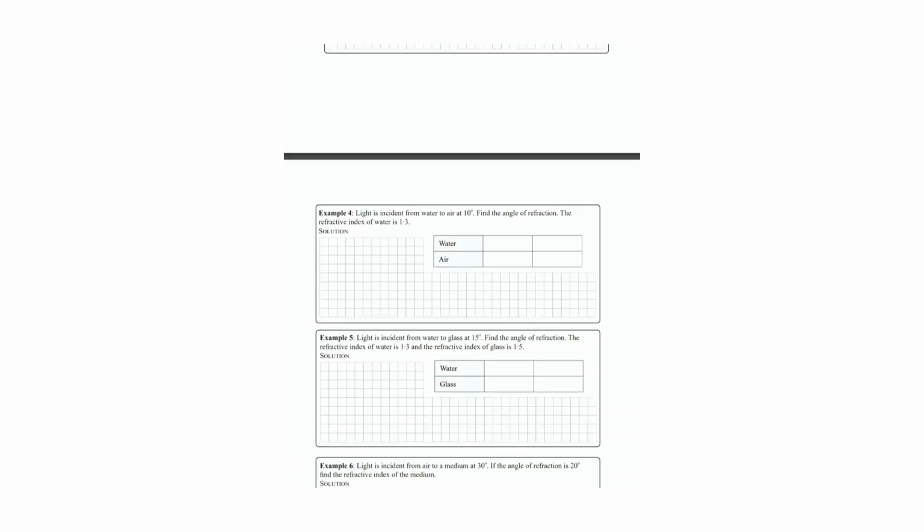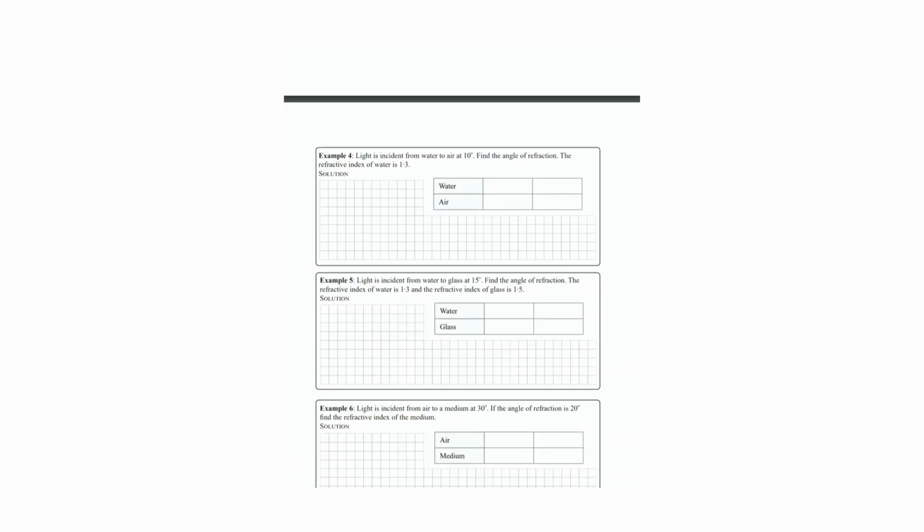So let's go on to example number 4. It says light is incident from water to air at 10 degrees. So water will go first in your table, followed by air. We've got to find the angle of refraction r. The information they give me is the refractive index of water is 1.3. So let me look at this in detail on the board.